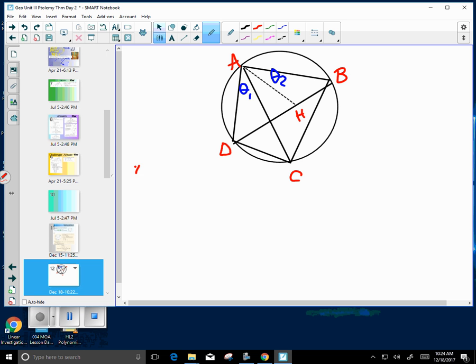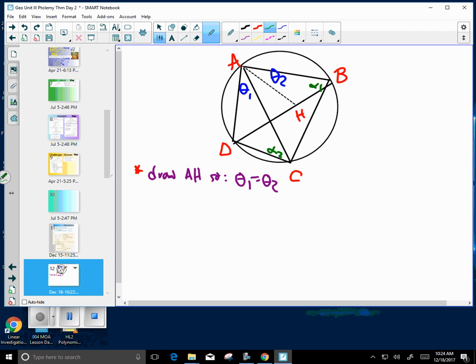So the first thing we're going to do is we're going to draw AH, so theta 1 equals theta 2. And then I'm going to locate some different angles. I'm going to locate this angle here, alpha 1, and this angle here, alpha 2.